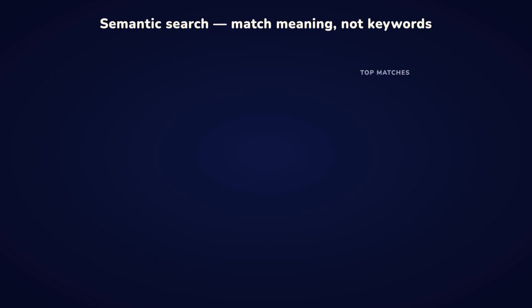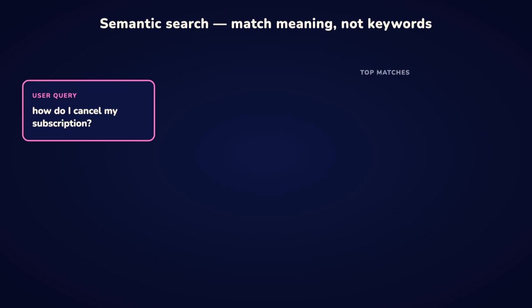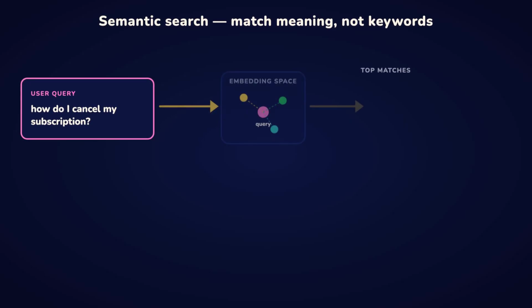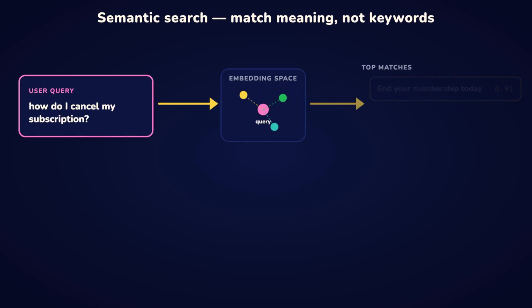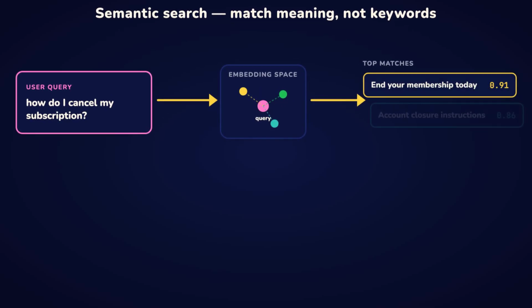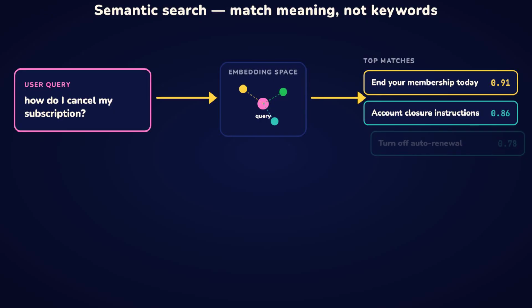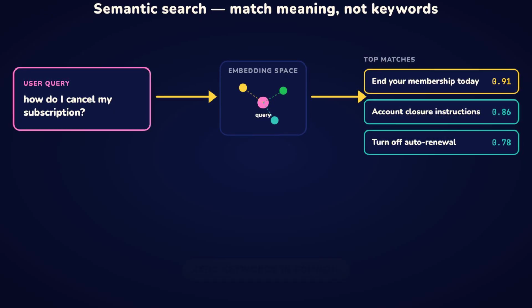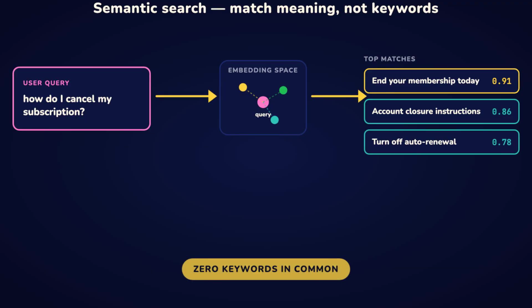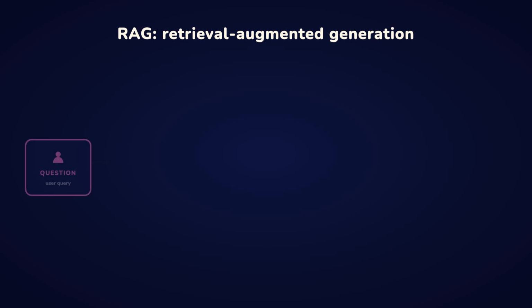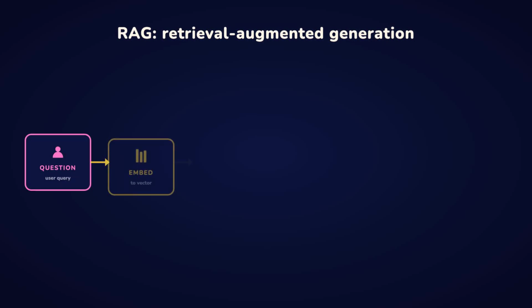There can be several use cases. Use case one is semantic search. Old search matched keywords, new search matches meaning. The query, how do I cancel my subscription, will find a help article titled End Your Membership Today, even with zero keywords in common. Use case 2 is RAG, or Retrieval Augmented Generation.